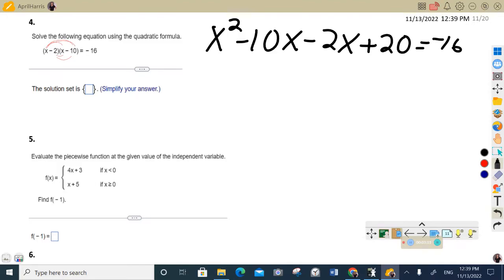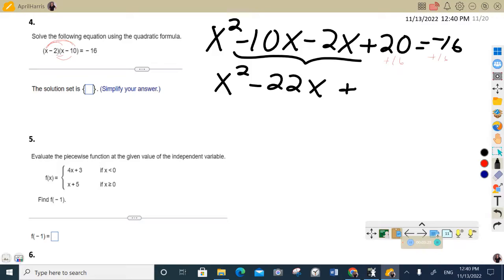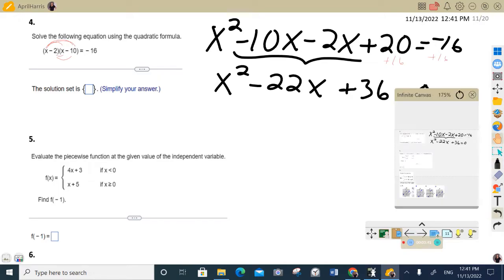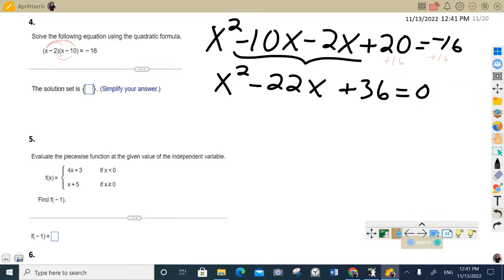So it says the quadratic formula, but you actually can solve it any way you want to. I'm going to factor. I notice these are like terms, so I'm going to have x squared minus 22x. And then I'm going to add 16 to both sides. Because I have a quadratic, I want to set it equal to 0. So I get plus 36, 20 plus 16 equals 0. And this may or may not factor. I don't know if you noticed that mistake I made right there. Pretty big mistake. Negative 10 minus 2 is not negative 22. I believe that's negative 12x.